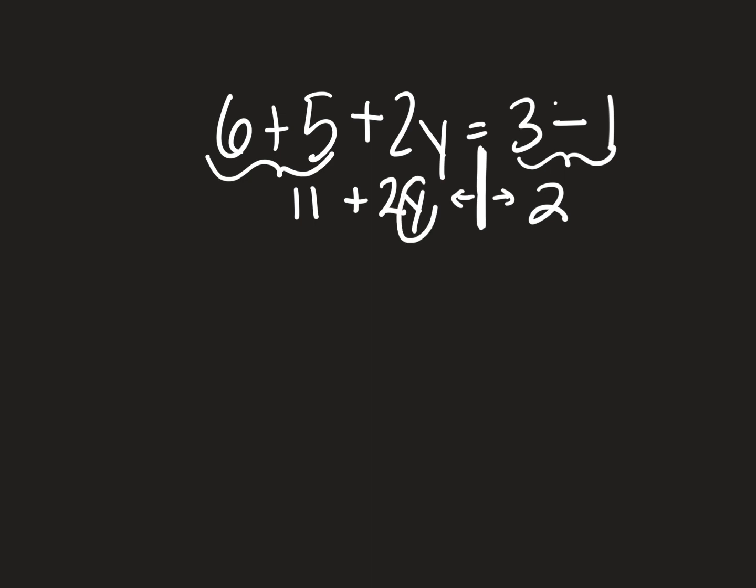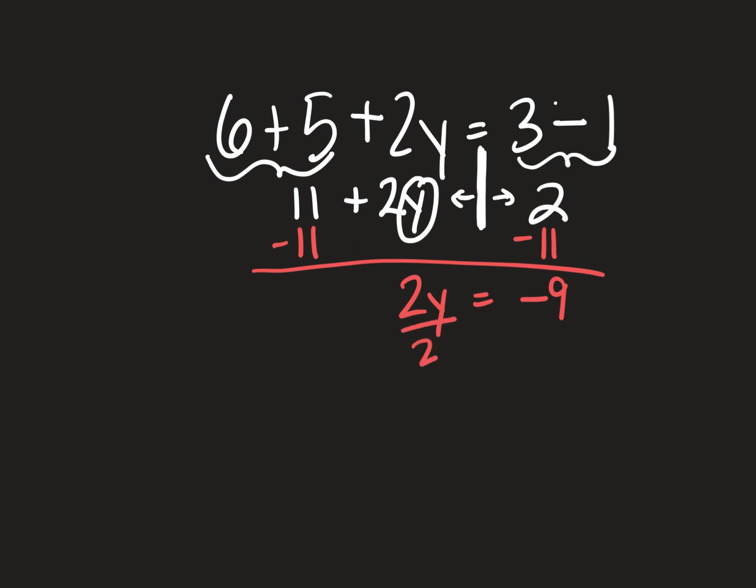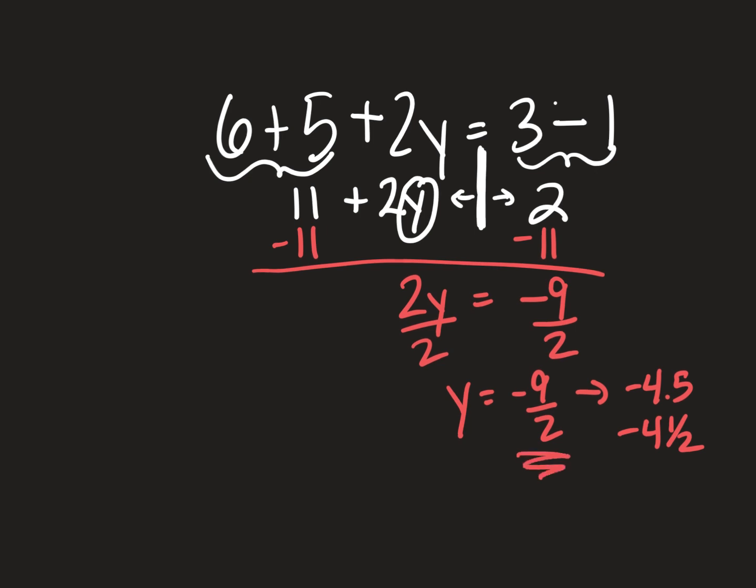So in order to isolate the y here in this two-step equation, the first thing we're going to do is get rid of the constant 11. 11 minus 11 is 0, and 2 minus 11 is -9. 2y is equal to -9. If I divide by 2 on both sides, it's acceptable to write -9 over 2. If you want to take it a step further and simplify that to -4.5, that is fine, but I would accept -9 divided by 2.